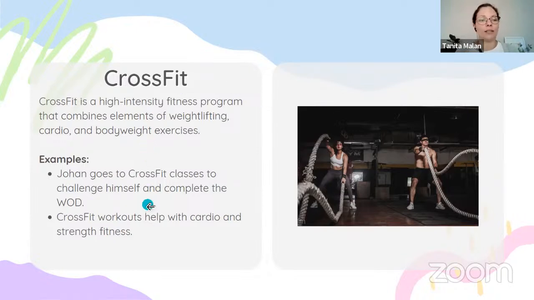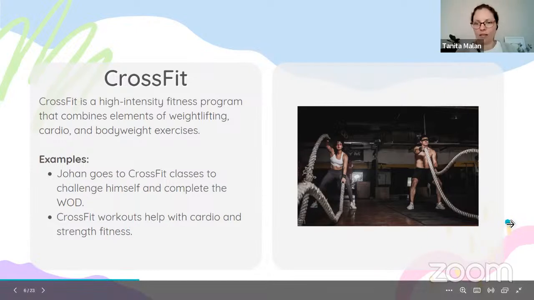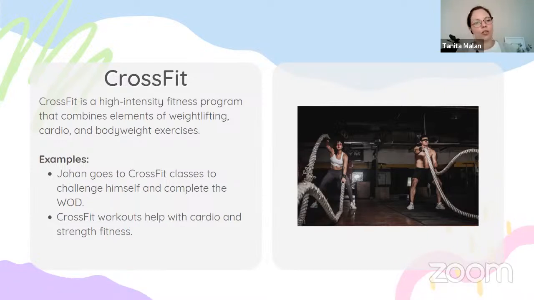Some examples. Johan goes to CrossFit classes to challenge himself and complete the WOD. Now, I know you don't know what that means. It's workout of the day, and I'm going to explain that in the vocabulary. And CrossFit workouts help with cardio and strength fitness. It's basically the best of both worlds. You're getting the cardio and the strength combined into one. I enjoy CrossFit. I would say CrossFit is also one of my more favorite types of exercise because I prefer strength, but I also know how important it is to get cardio and to really strengthen that heart.